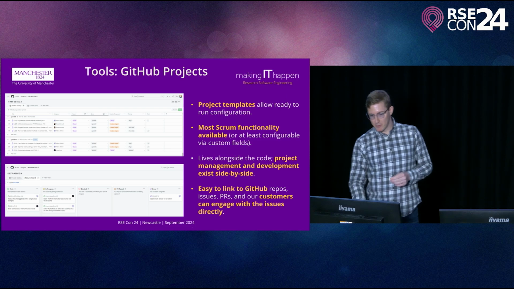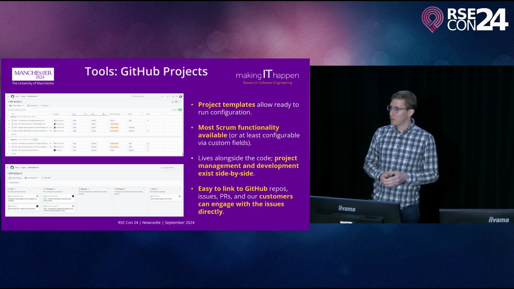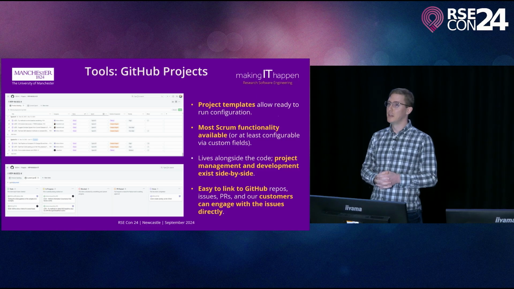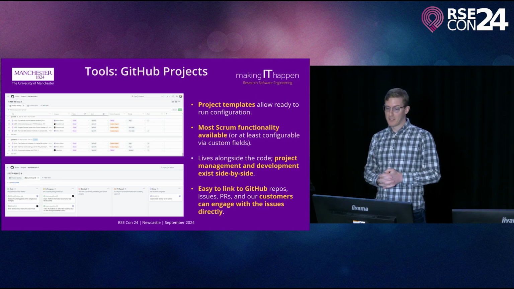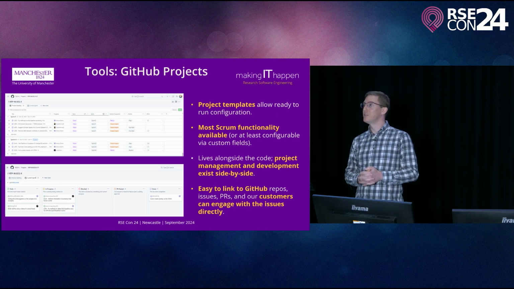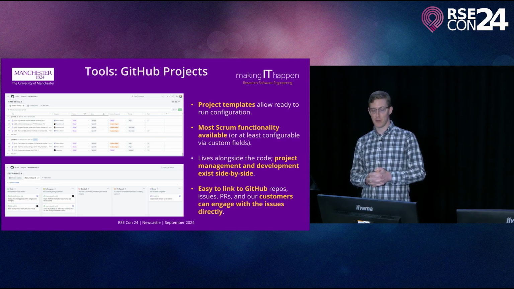Okay, so a little bit about tooling. We chose to use GitHub Projects. It's not necessarily the most mature solution because it hasn't been around that long, but it is getting better and they're adding functionality all the time. This is as opposed to something like Jira, which has been around a long time. It's a very mature solution for managing Scrum projects.